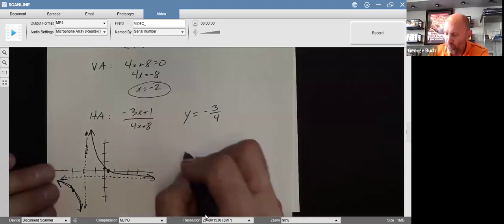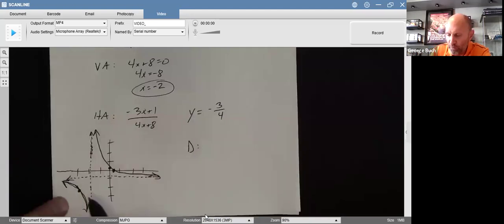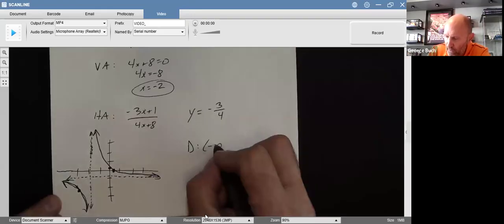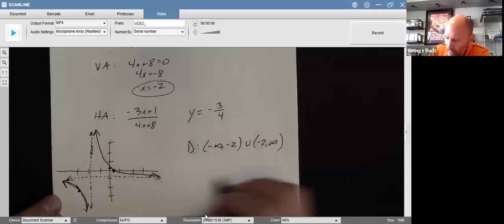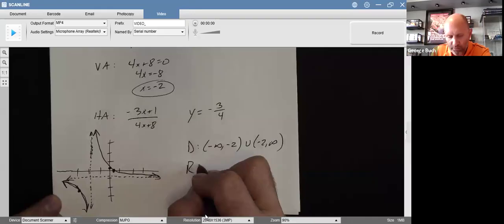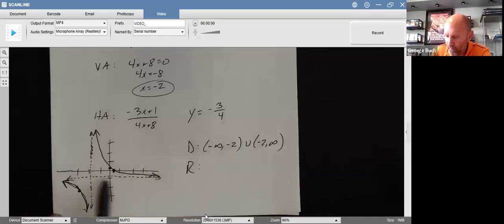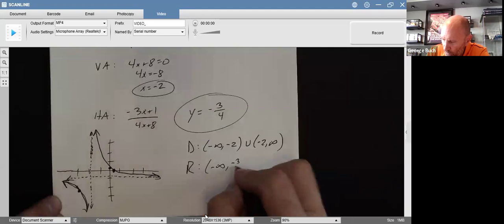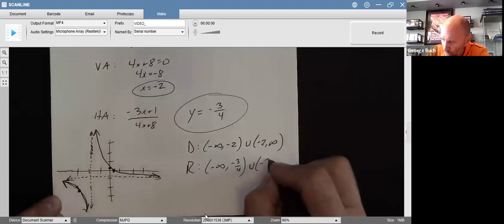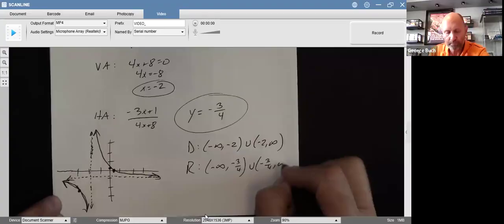So then my domain is what? Well, we know it's everything other than the vertical asymptote, which was -2. So it's -infinity to -2 union -2 to infinity. And the range in this case is everything other than the horizontal asymptote, which is going to be what? Everything other than -3/4. So we have -infinity to -3/4 union -3/4 to infinity.